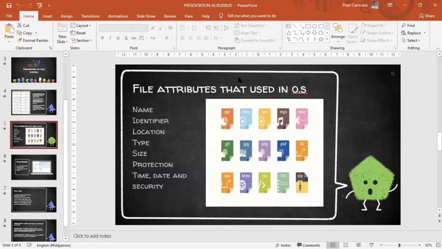Name is the only information stored in human readable form. Identifier: every file is identified by a unique tag number within a file system known as an identifier. Location points to the file location on the device. Type: this attribute is required for systems that support various types of files. Size: attribute used to display the current file size. Protection: this attribute assigns and controls the access rights of reading, writing, and executing the file. Time, date, and security are used for protection, security, and also for monitoring.